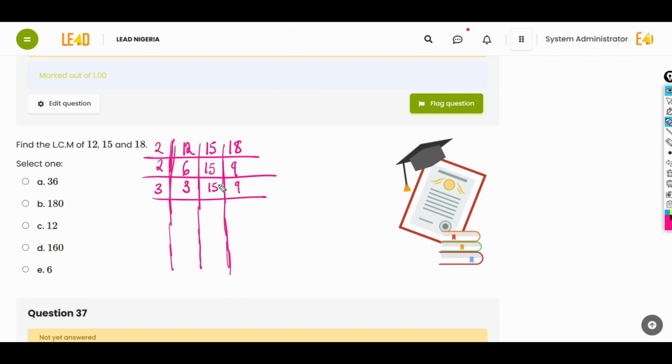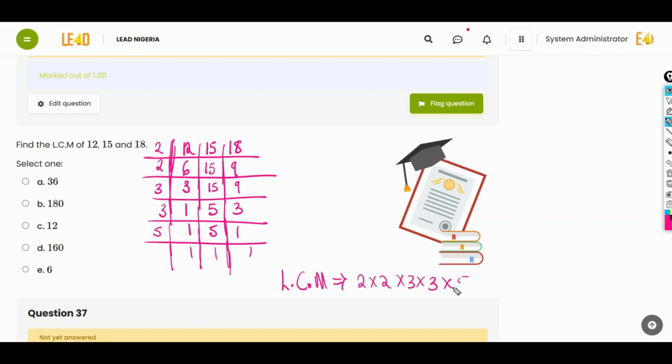Now I can move on to 3 because nothing can be divided by 2 anymore. I'll have 1, 5, 3. I'll use 3 again. I'll have 1, 5, 1, and then 5, and I'll have 1, 1, 1. All right, so my LCM is just a case of multiplying all the factors, which would be 2 times 2 times 3 times 3 times 5. 2 times 2 is 4, 4 times 3 is 12, 12 times 3 is 36, 36 times 5 is 360.